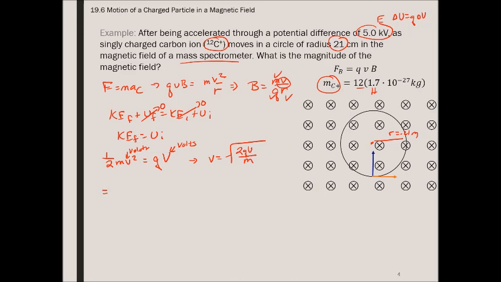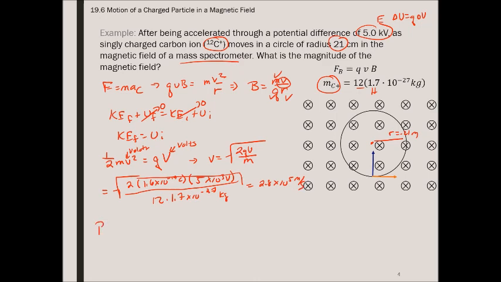And we know all those values, so we can get the square root of 2 times 1.6 times 10 to the negative 19th coulombs times the 5 times 10 to the third volts, all over the mass, which is 12 times 1.7 times 10 to the negative 27th kilograms. And we take the square root of all of that, and we get the velocity is 2.8 times 10 to the 5th meters per second.